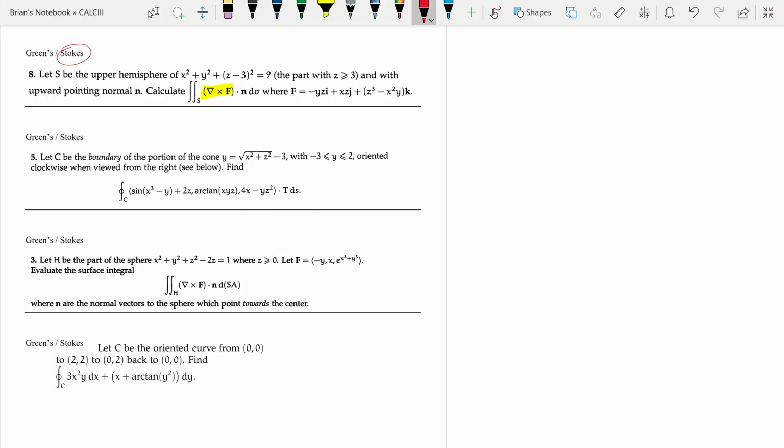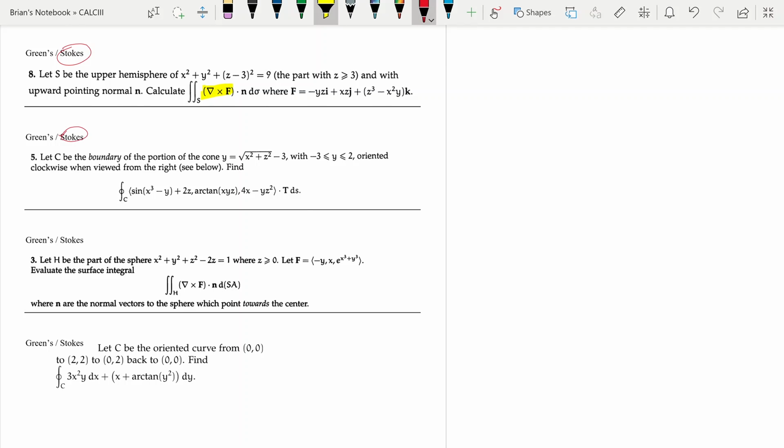Let's look at the next one. Let C be the boundary of the portion, and so on and so forth, oriented clockwise when viewed from the right. See below, there's an image that comes with it. But this is the big one they give you right here. So I'll also let you say it out loud to yourself in 3, 2, 1. Yes, if you said Stokes, you are correct.